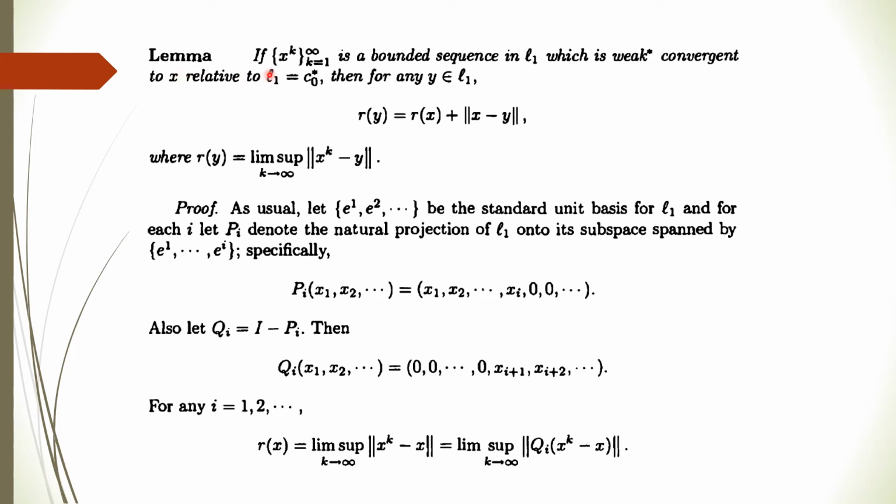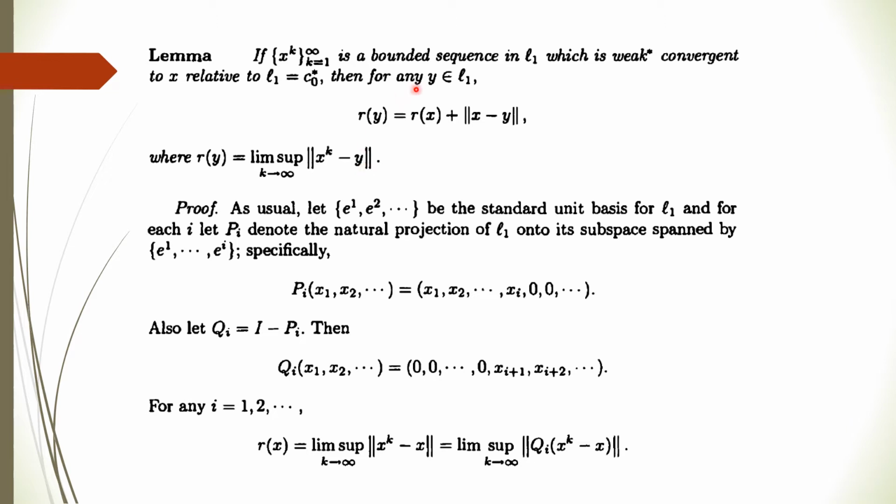Now the lemma says: if we have a bounded sequence in L1 which is weak star convergent to X relative to the dual space of C naught, which is L1, then for any Y belonging to L1 we have this relation, where Ry is what? We find the norms of xk minus Y, take the supremum of all that, and then find the limit, and that value is denoted by Ry. So this denotes the maximum distance between xk and Y.